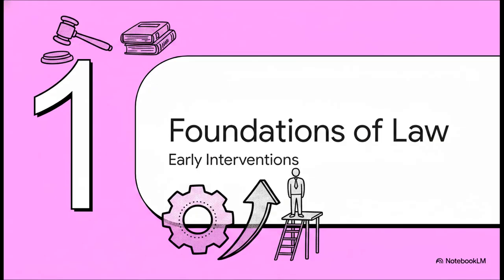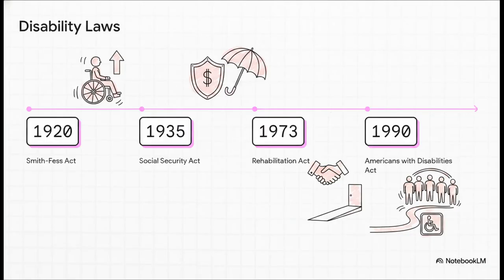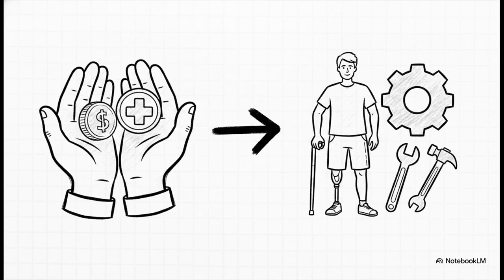All right, Part 1, Foundations of Disability Law, Early Economic and Vocational Interventions. So this first era is fascinating, mostly because the earliest laws weren't actually about civil rights at all. They were really about economics. We're going to be looking at 4 massive milestones on this timeline: 1920, 1935, 1973, and 1990. Each one of these was a huge leap forward in how society supports individuals with disabilities. Let's start right at the beginning.